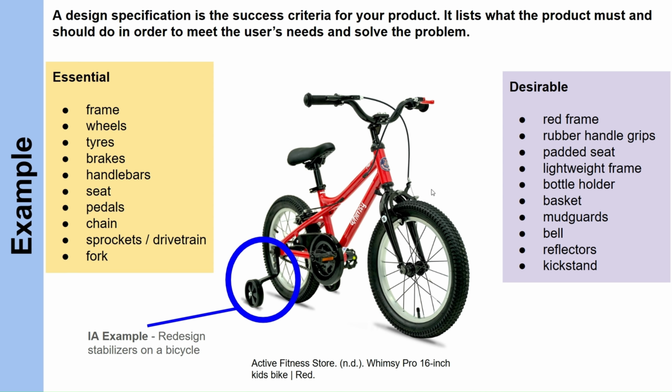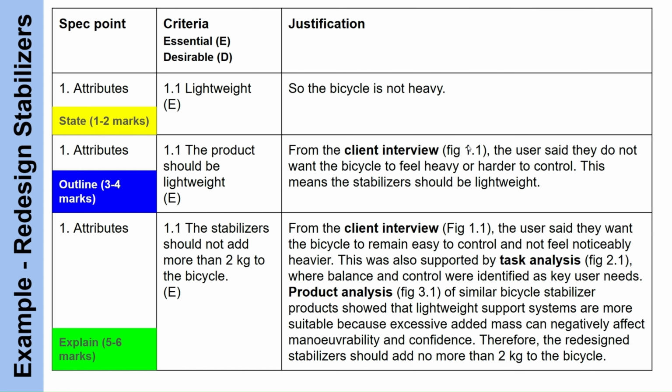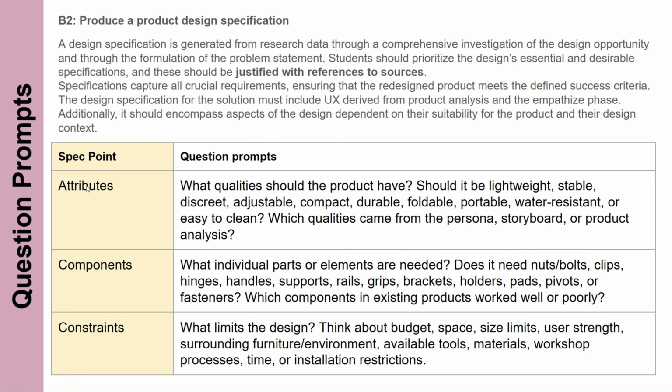Okay, if we were to look at a potential IA, your IA example may be redesign stabilizers on a bicycle. If we look at an example specification for this, what a 1 to 2 marker might look like for the attributes. On this page I've got my attributes, my spec point, and all the items here that I could consider for the attributes.